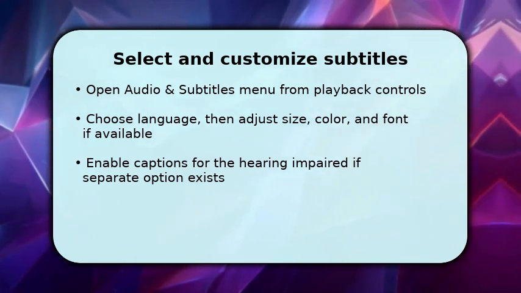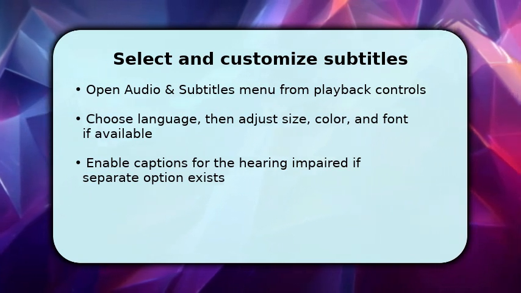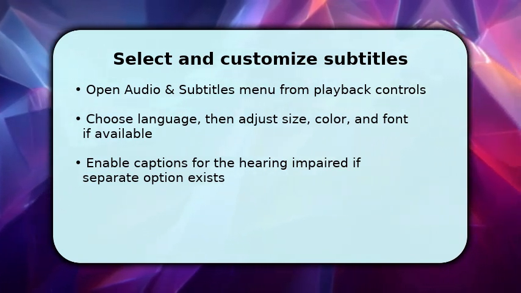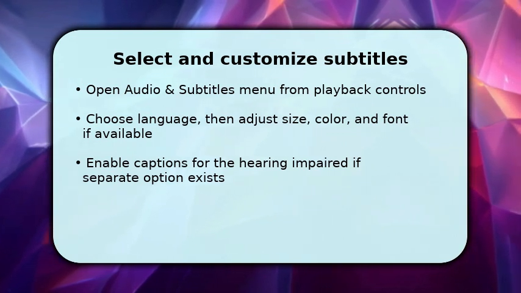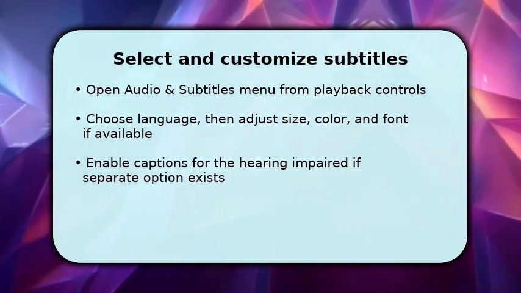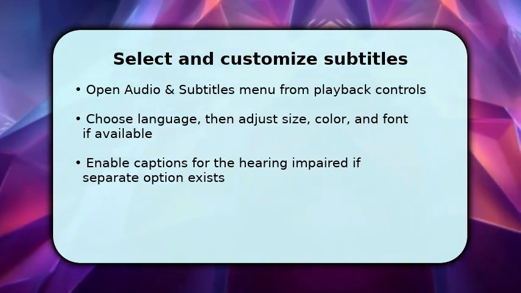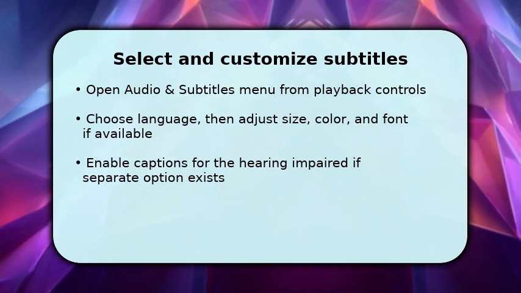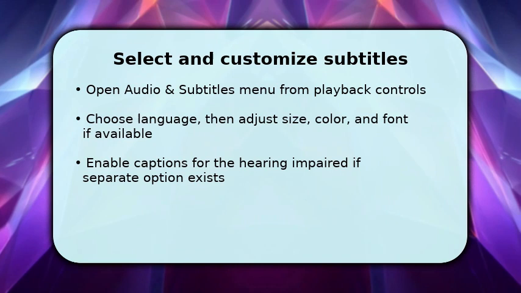Select the language you want, then, if the app exposes customization, change text size, color, or font to improve readability. If there's a separate captions for the hearing-impaired option, turn that on for more descriptive text. Remember that not all devices offer full styling. If customization is missing, the language selection still applies immediately to the current playback.